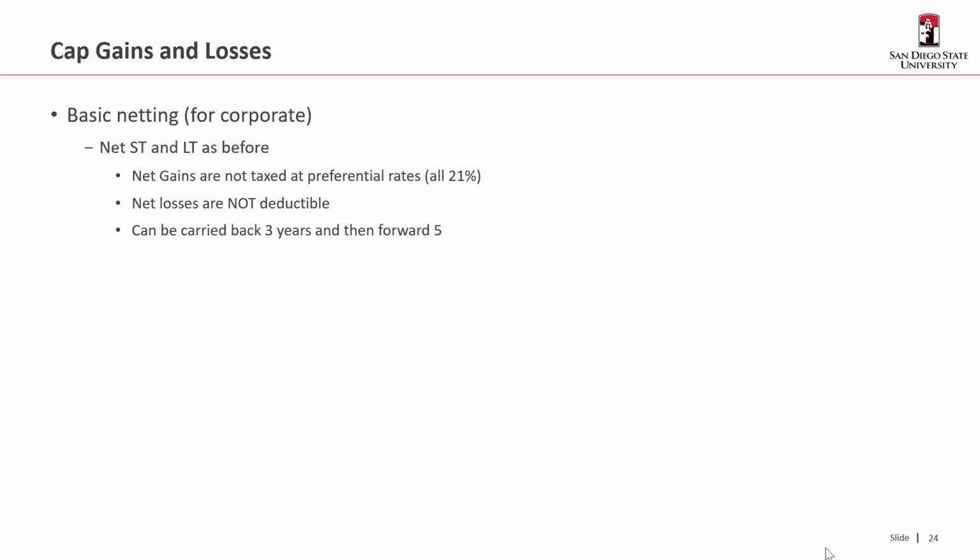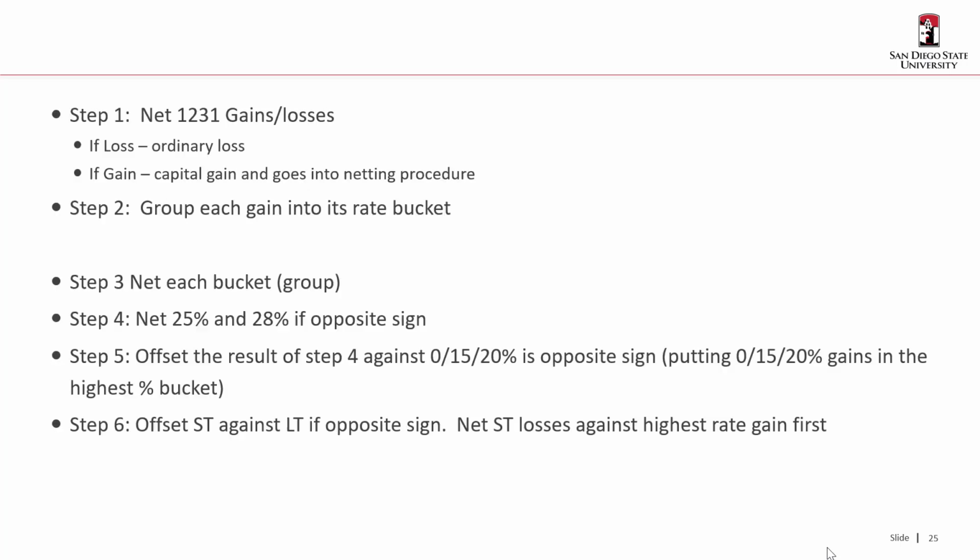Corporate taxpayers enjoy a different type of netting, and of course do not get that $3,000 that they can apply against their ordinary income. So if you're a corporate taxpayer, first you would net short-term and long-term just as before. Net gains are not taxed at preferential rates. So the differentiation between short-term and long-term becomes considerably different. And net losses are not deductible. Instead, they could be carried back 3 years and then forward 5, or you can make an election to simply carry them forward. So individuals have a more complex netting.